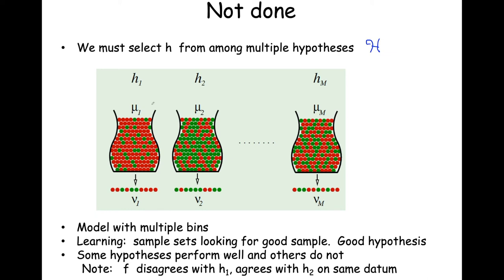For example, in this case, the target function F, this marble in the upper right-hand part of the urn or the bin, that's red, so it means H1 disagrees with the target function on that value. But for that same value, H2 agrees with the target function on the same datum. So you're sampling from this bin. You have the same set of features, but you're drawing samples, and because you're drawing samples, these points you sample might be different, but you're sampling again and again and again while searching for a good hypothesis.